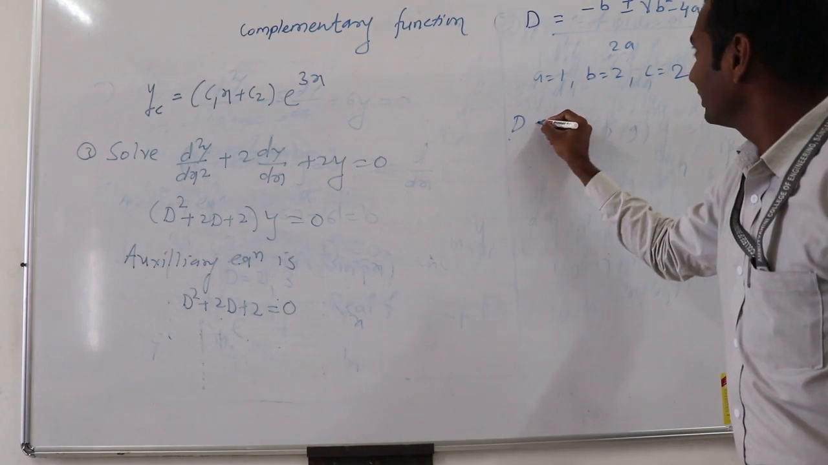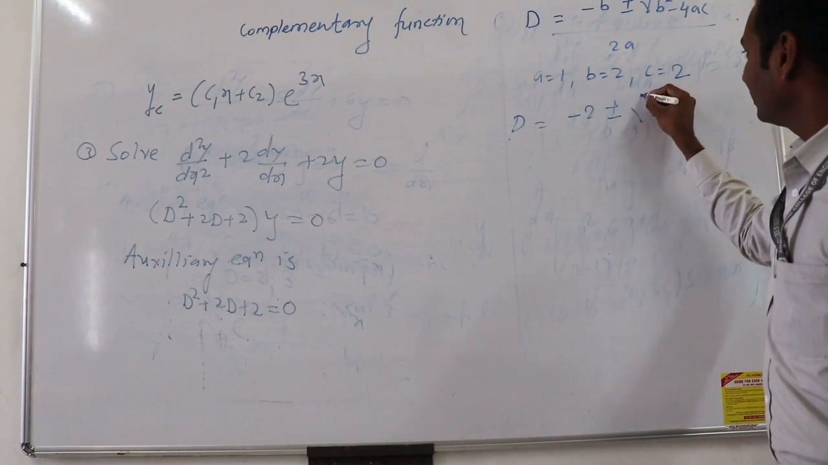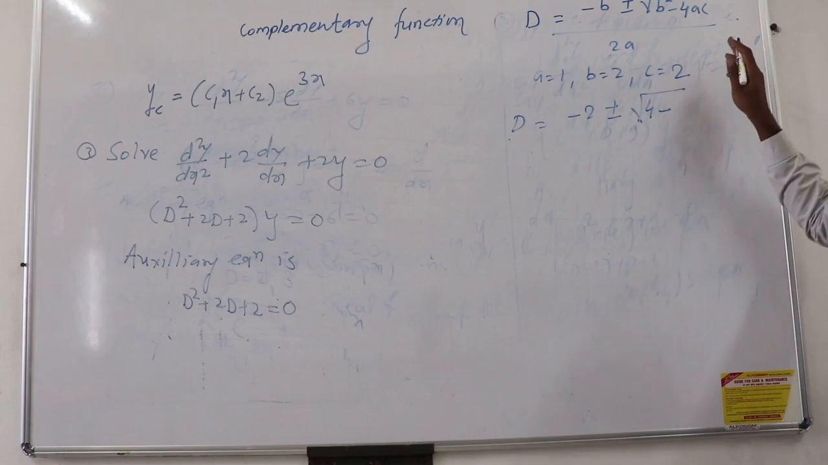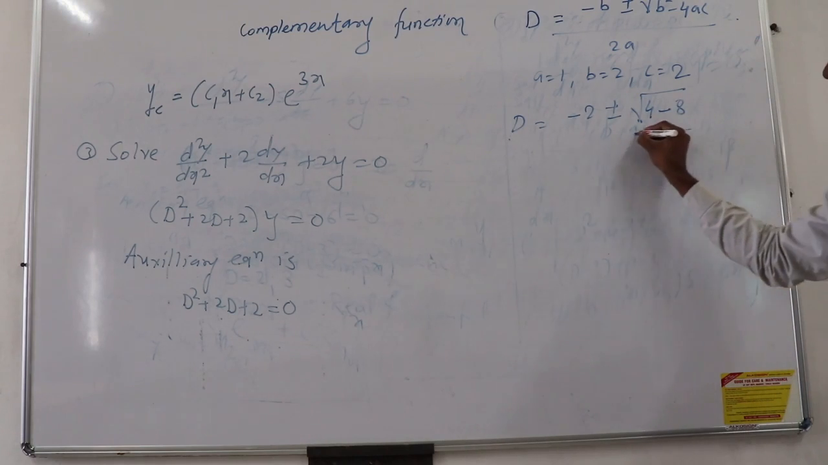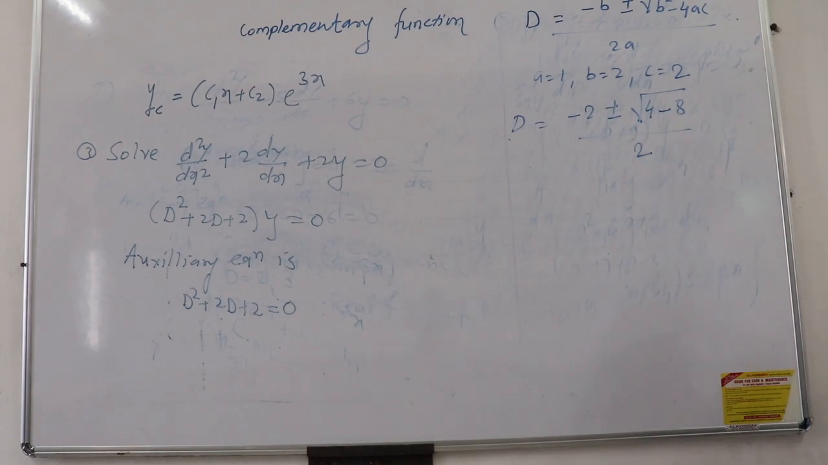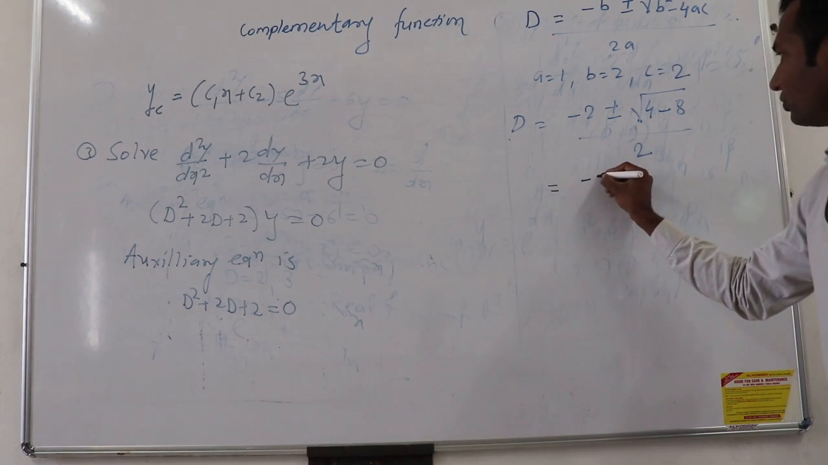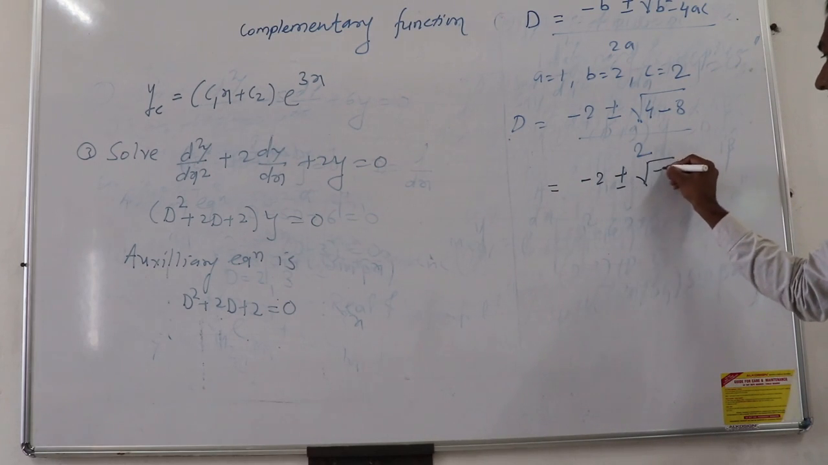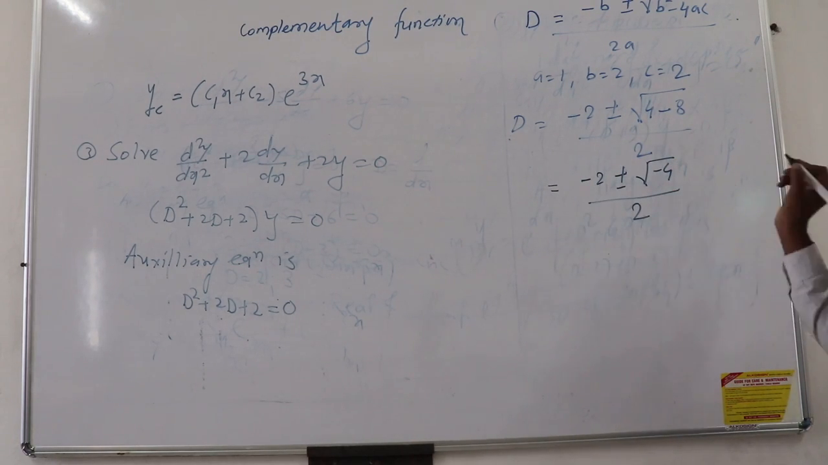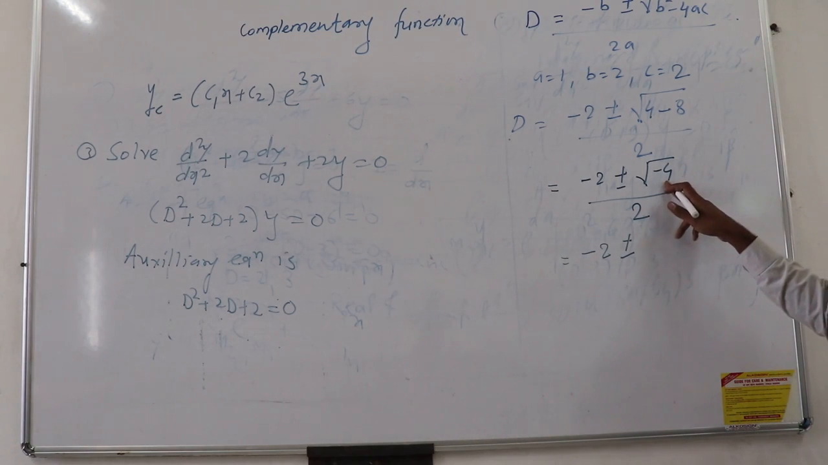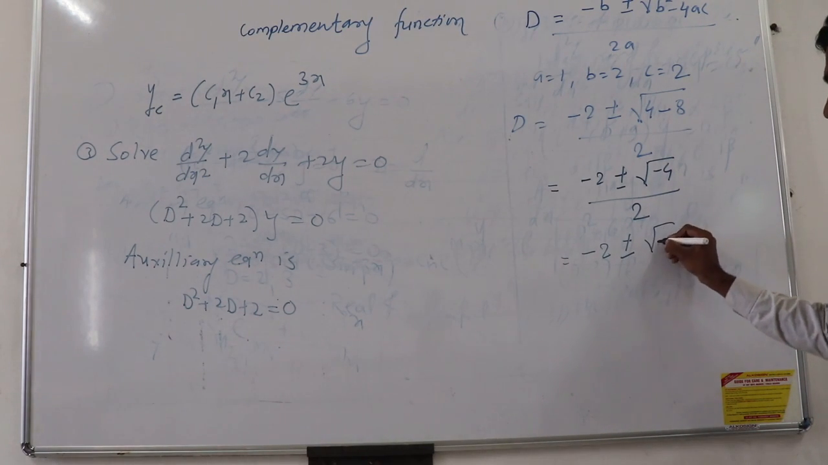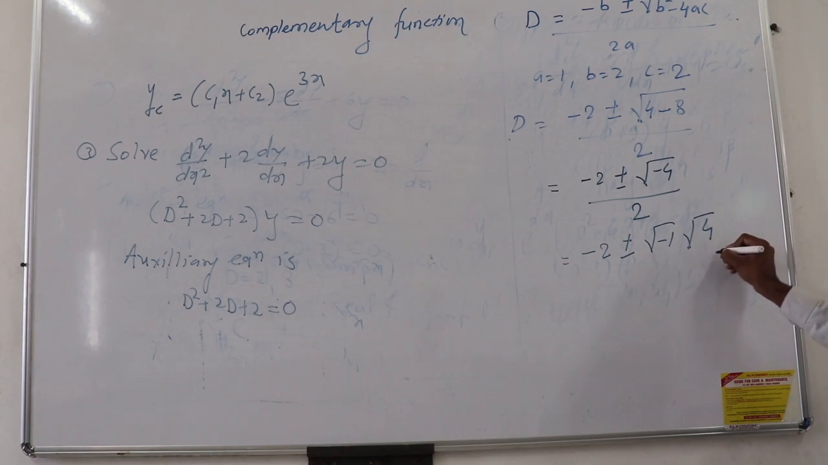After putting this, we get d is equal to minus 2 plus minus root of b square, that is 2 square is 4, minus 4 into 2 into 1 becomes 8, upon 2 into 1 becomes 2, right? Then by solving this we get minus 2 plus minus root of minus 4 upon 2. So minus 2 as it is plus minus root of minus 4 means we can write it as root of 4 and root of minus 1, upon 2.